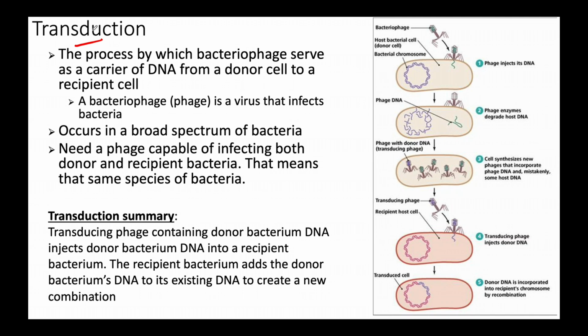It is one that students can frequently confuse if you don't study it carefully. But what's important about transduction is it's going to utilize a virus called a bacteriophage to carry out this process. The picture over on the right is an illustration of how transduction is going to occur. So here is a bacteriophage, and a bacteriophage, as it's defined here, is a virus that infects bacteria.